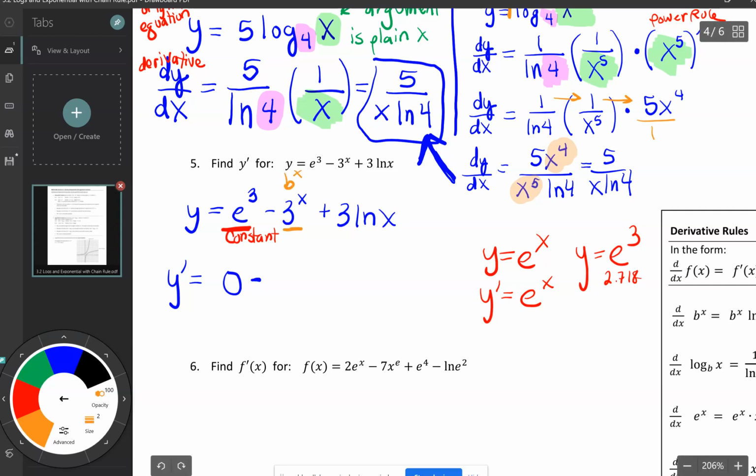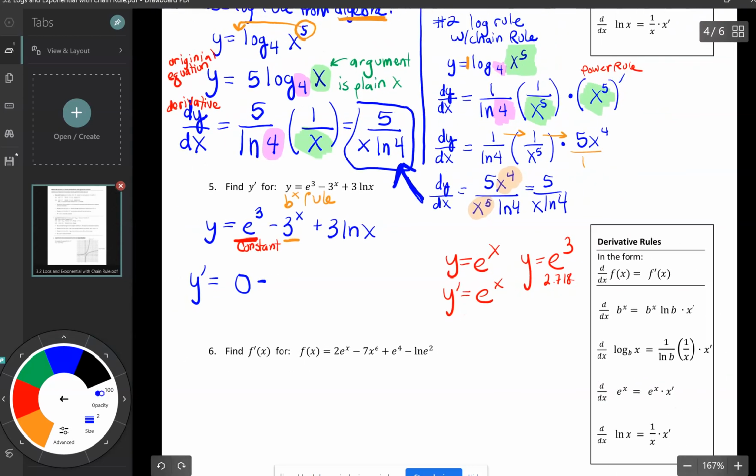Then we have this next piece here. We're going to follow the b to the x rule on that. And it's a plain x, so it's pretty straightforward. So I'm going to zoom out so I can see my b to the x rule here. So if my function is 3 to the x, my derivative is 3 to the x, but then I tack on the natural log of 3. Technically times the derivative of the exponent, but it's just a 1, so we don't write it.